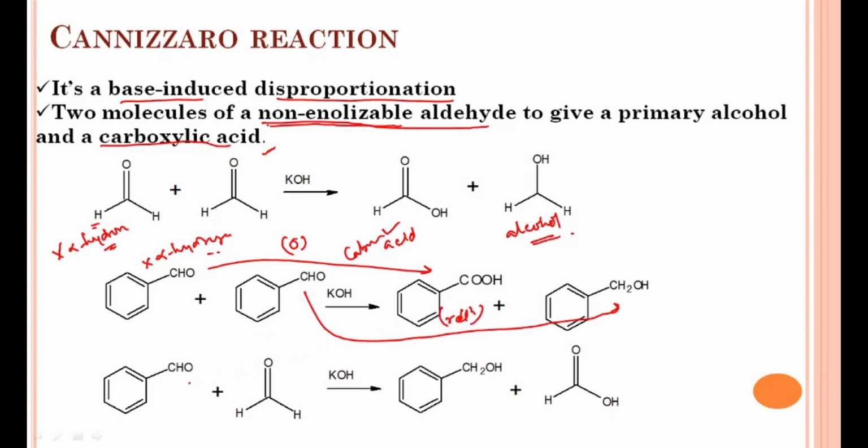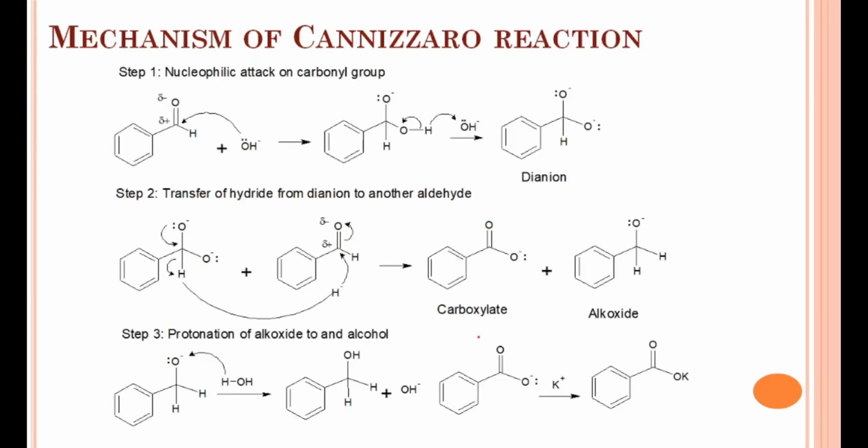Okay. Now, if we take two different types of aldehydes, one is benzaldehyde and one is formaldehyde. What is it forming? This is getting reduced to give alcohol and it is oxidized to give an acid. Okay, so this is actually the Cannizzaro reaction. Now coming to the mechanism of this reaction.